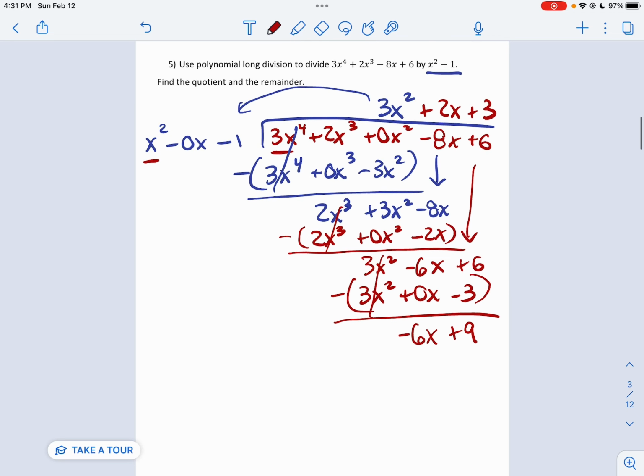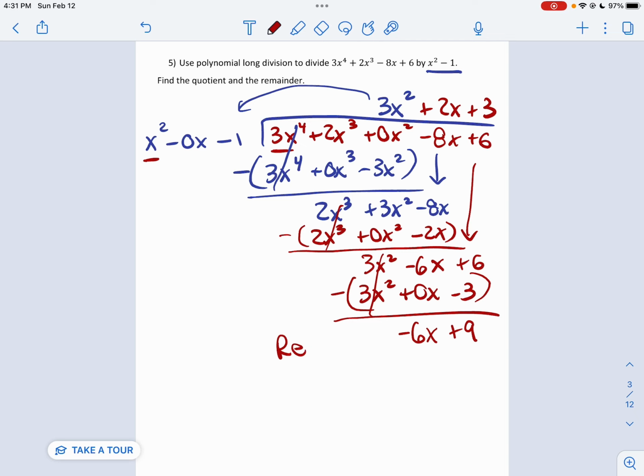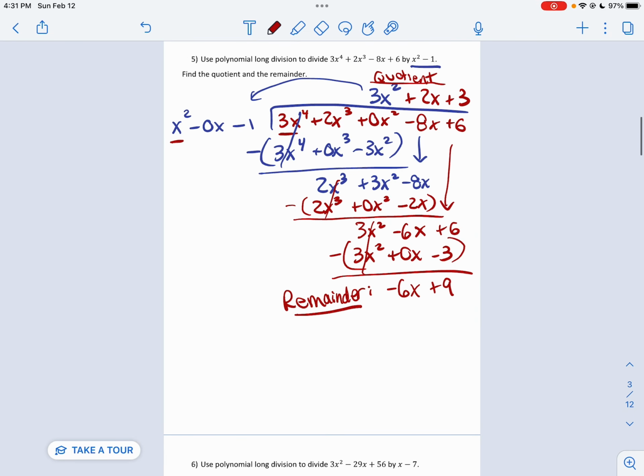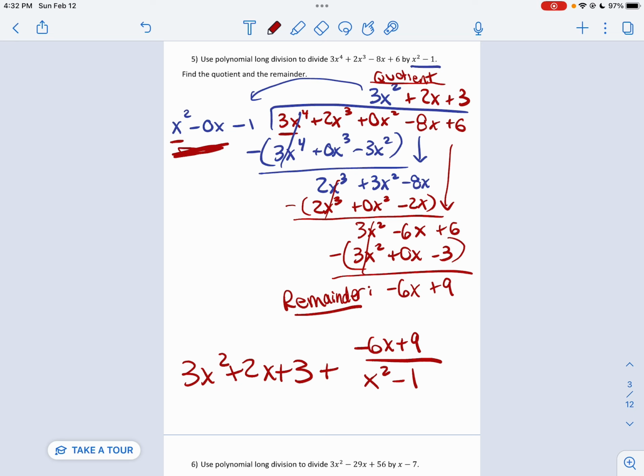Okay, so a couple of things. This is my remainder, right? And so that tells me that x squared minus 1 is not a factor. This is called the quotient. So that's what I found when I did my division. And if you want to write your answer as the full quotient plus remainder, the way you would write it is you write the quotient that you got up above, plus, and then you put your remainder as a fraction over your divisor, which was out here, okay?